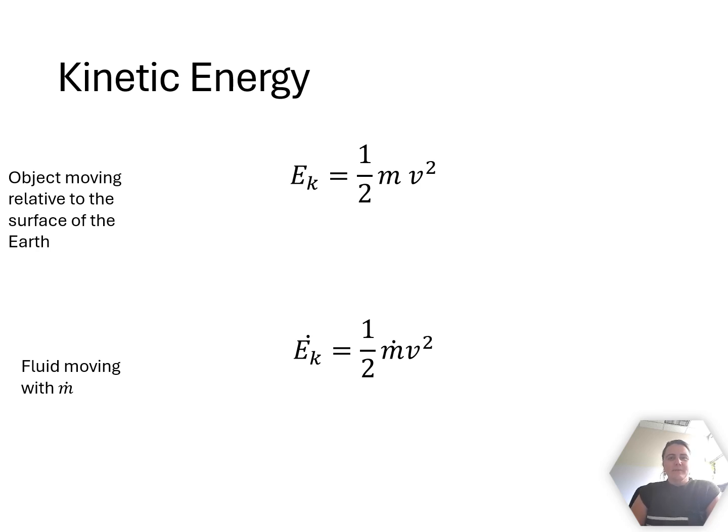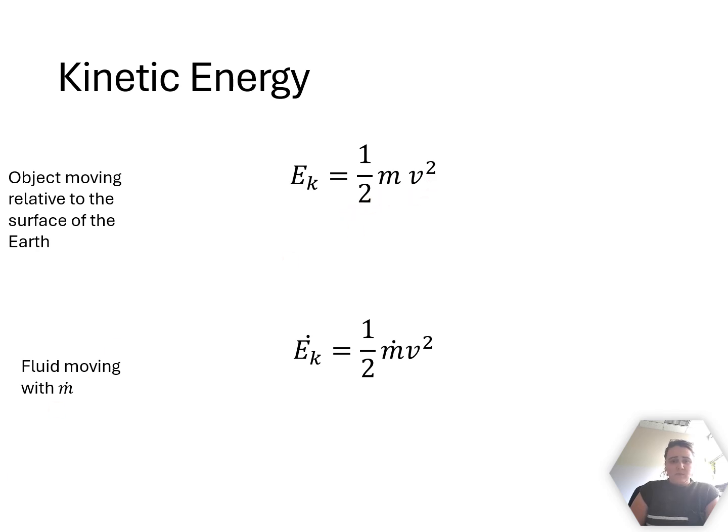All right, as promised, let's talk about our different forms of energy and the different equations that we're going to see as we move through the semester. So we're going to see two forms of each of the equations for kinetic energy and for potential energy. So the first form of kinetic energy is an object moving relative to the surface of the Earth, and that is going to be E sub k equals 1/2 mv squared.